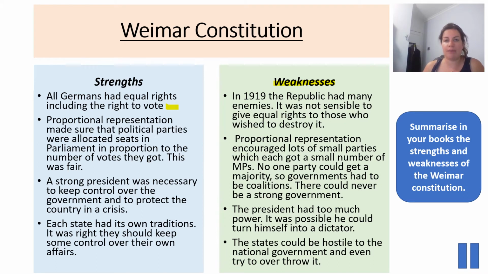They decided to blame the government and said that they'd stabbed them in the back by signing an agreement to end the war and say that they'd lost the war. Okay, and when the Treaty of Versailles was announced and released, it only made matters worse. And although proportional representation was fair because you got an equal number of votes, equal number of seats in Parliament, the other problem was it encouraged a lot of small parties to get a small number of MPs, and therefore there was always a coalition government.